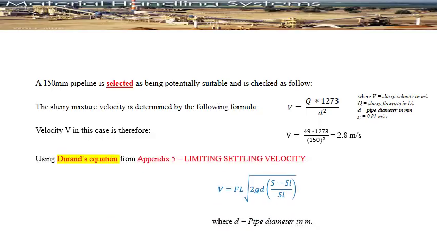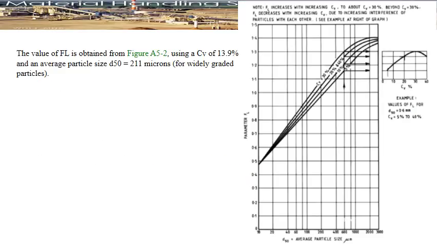We have to check by using the Durand equations from appendix number 5 to find the limiting settling velocity. So the V, which is limiting settling velocity, is going to be equal to the FL multiplied by the square root of 2GD multiplied by the S minus SL divided by the SL. Now the SL value given above was 1.2. So for simplicity, we are going to use this one as 1, and that's what we are going to see next page. But first we start from the figure 852.